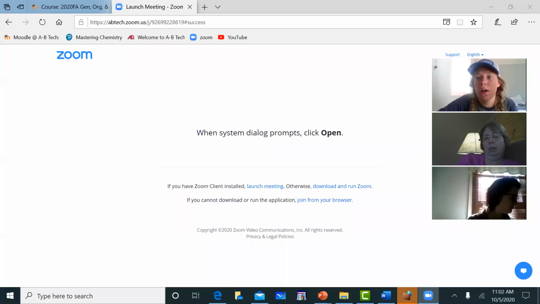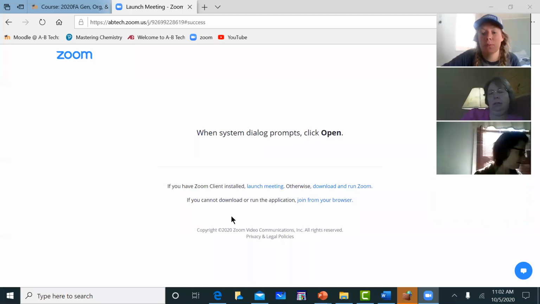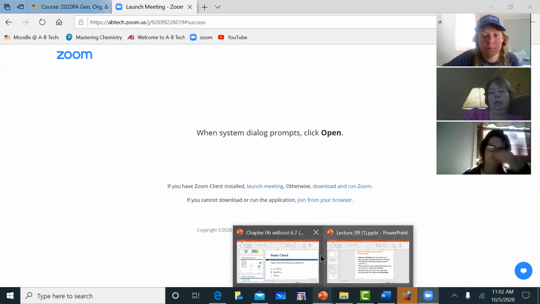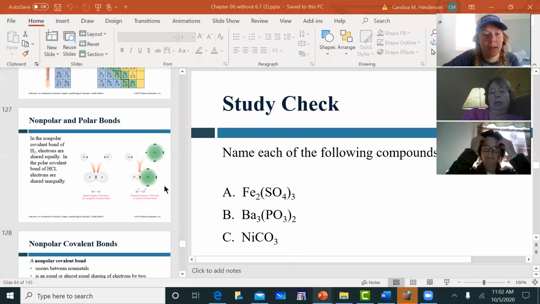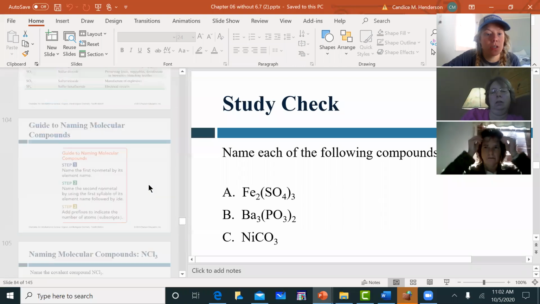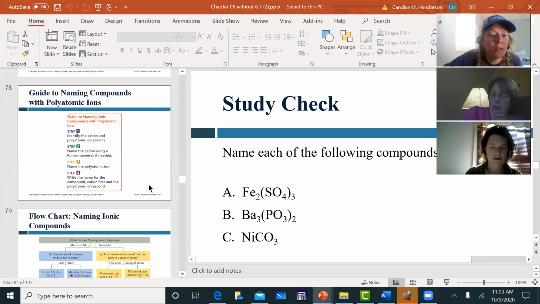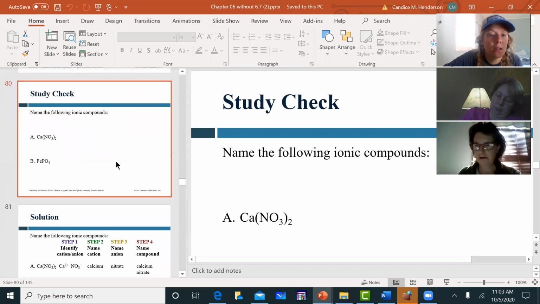We did everything as far as ionic stuff. So remember, ionic means that there's ions. So there's positive and negative charged particles, atoms or polyatomics that are sticking together. And we did it with regular and varying charges. So let's do a little bit of practice with that before we move on to molecular.